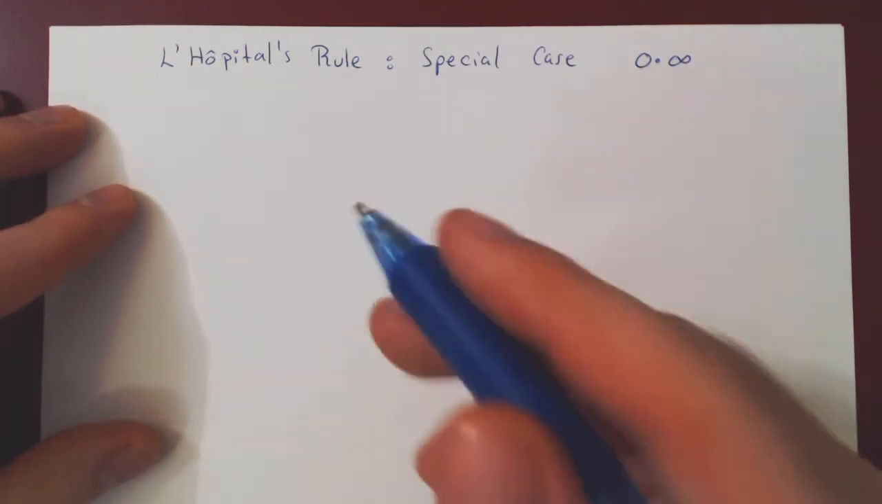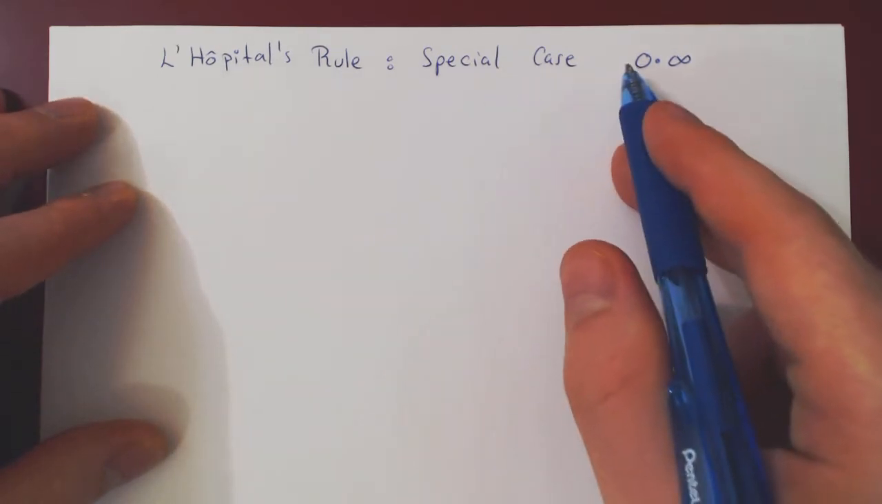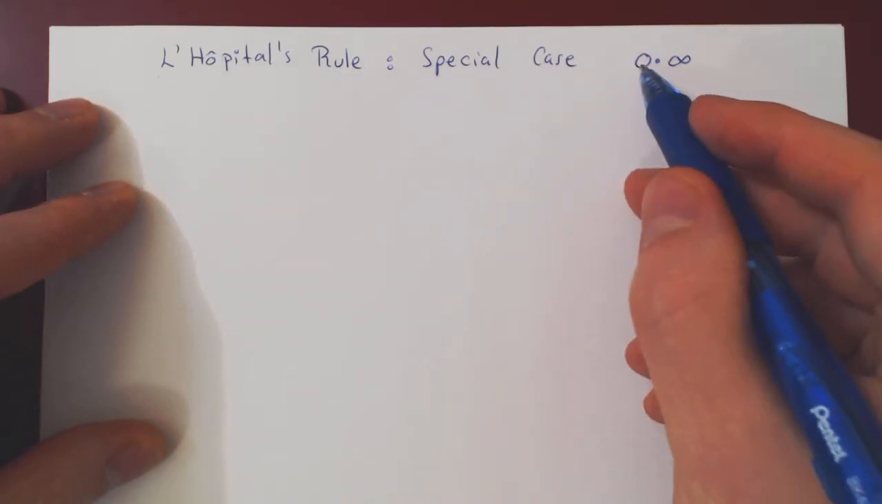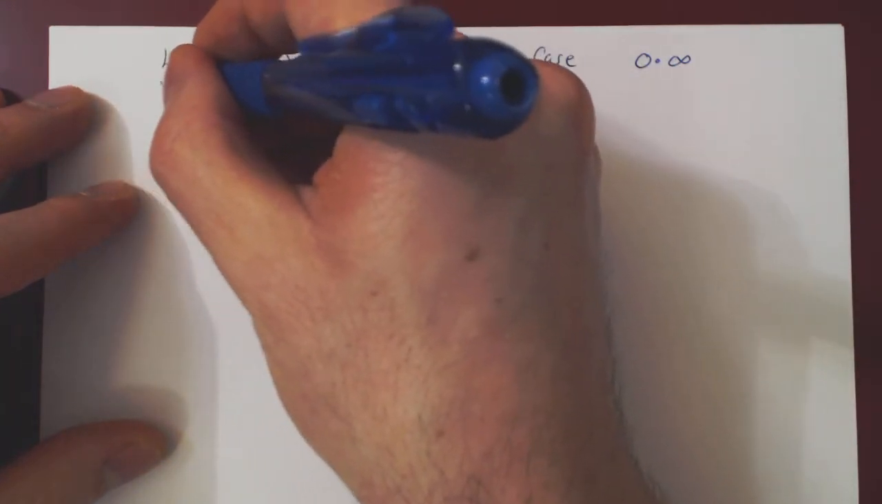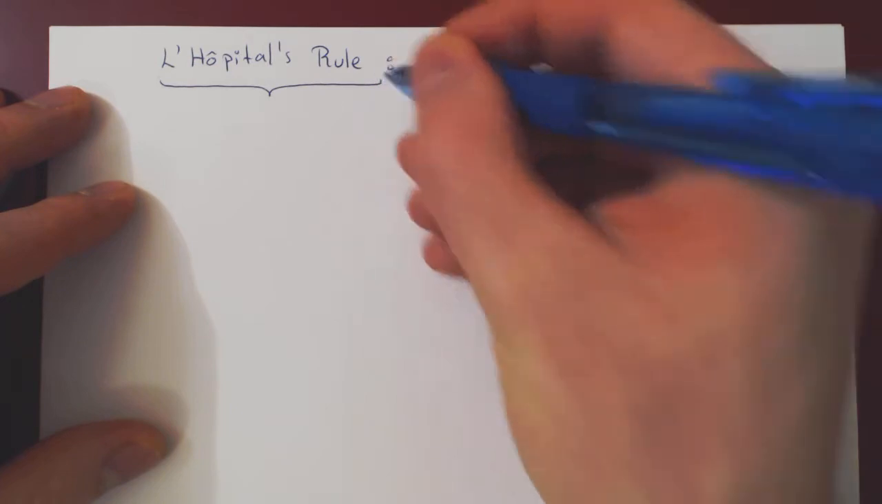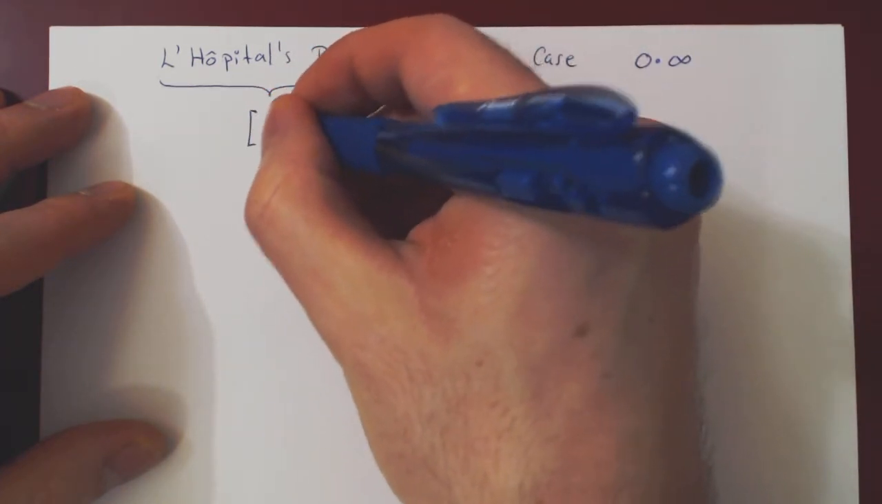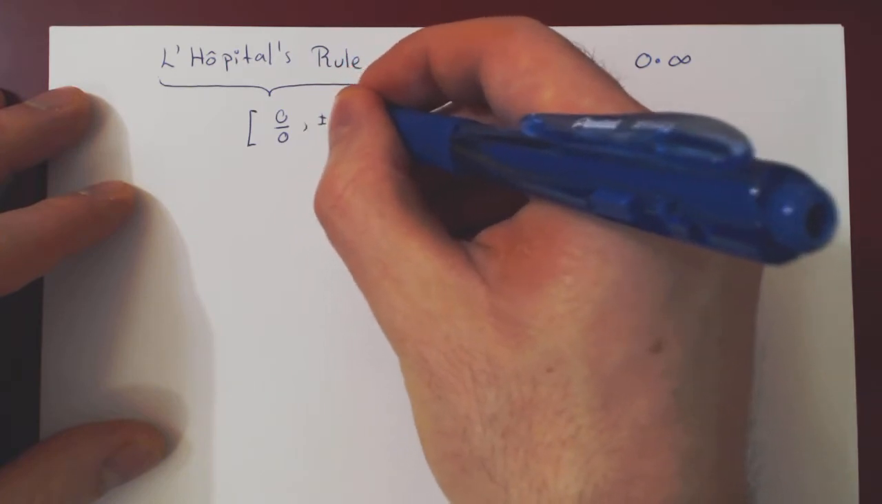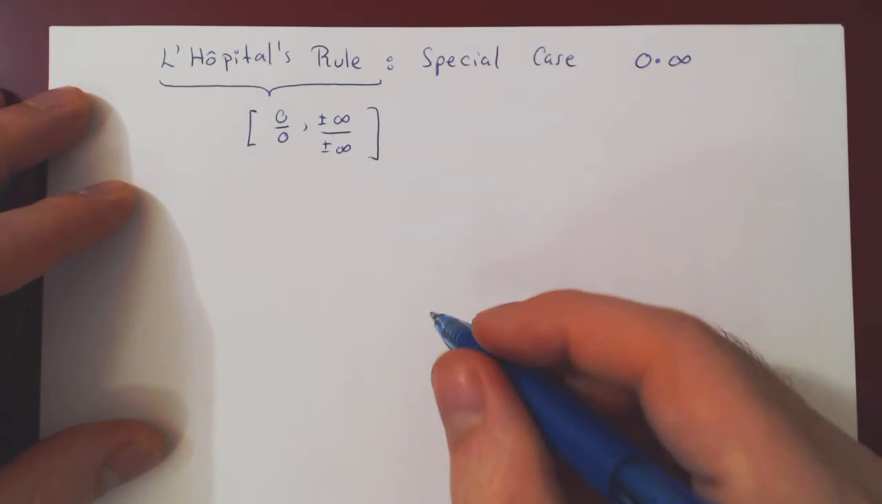Okay, so in this video, we will consider a special case of L'Hopital's rule when you have a limit yielding a case that is of the form 0 times infinity. If you remember, to apply L'Hopital's rule, your limit must give you a case that is of the form either 0 over 0 or plus or minus infinity over plus or minus infinity.